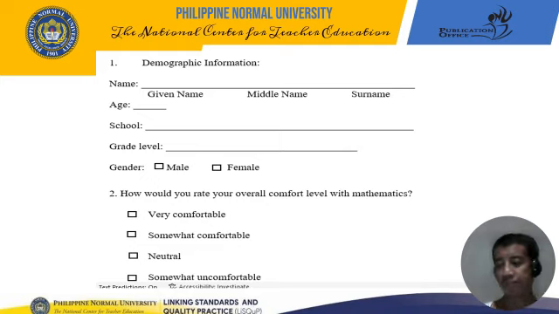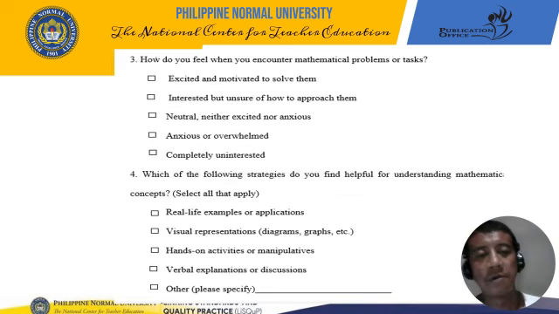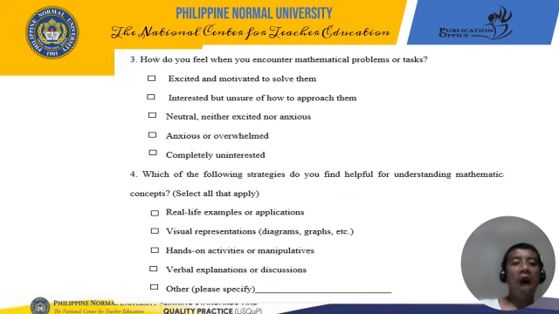For number 2, how would you rate your overall comfort level in mathematics? Very comfortable, somewhat comfortable, neutral, somewhat uncomfortable, or very uncomfortable. For number 3, how do you feel when you encounter mathematical problems or tasks?